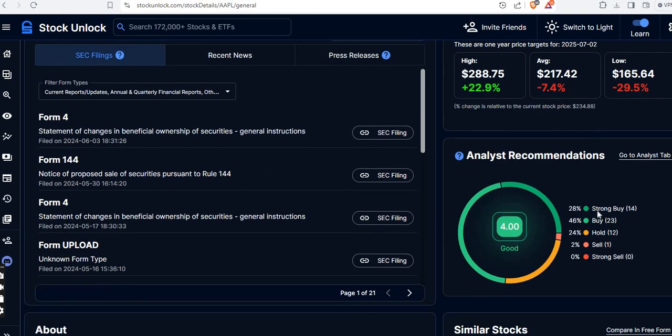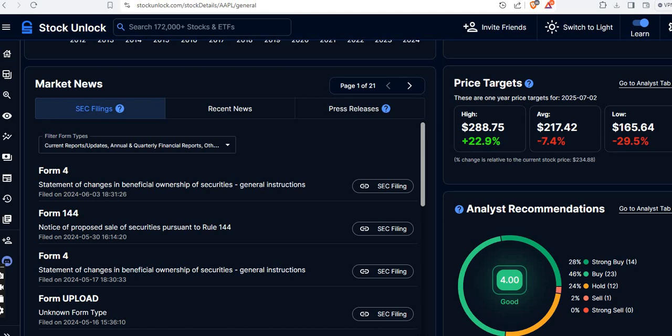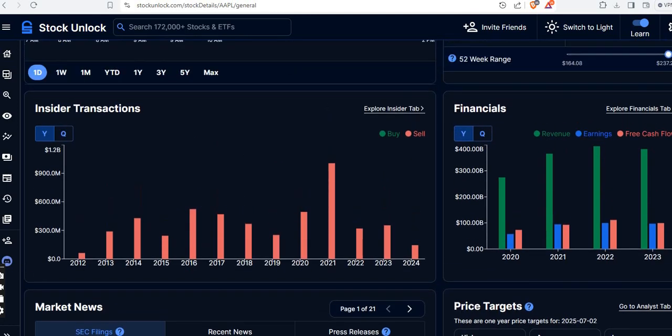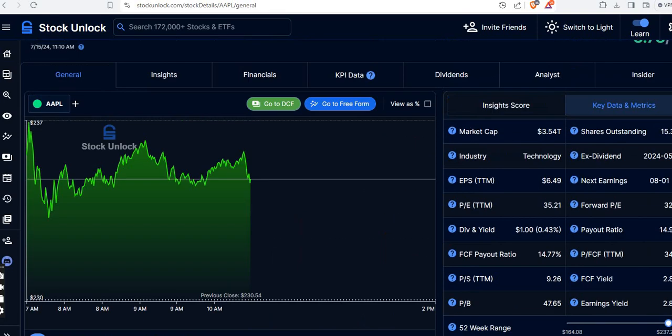If you look on the right here, they'll have the analyst recommendations. So again, they'll screen by all the analysts. And again, obviously the higher the score, the better here. The average analyst rating, the low, the high, the financials, although again, there's a better tool for that.